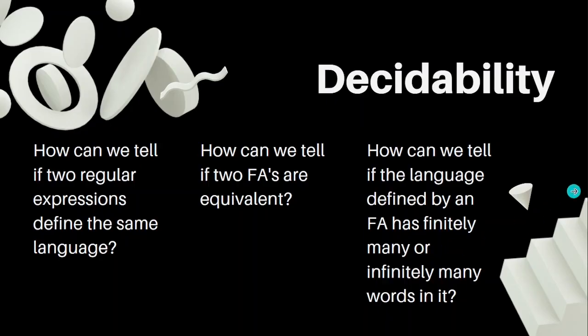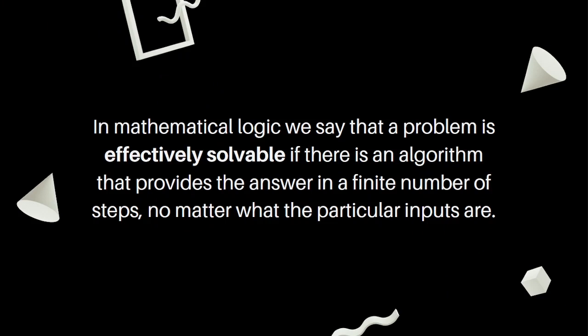In decidability, there are three questions that need to be answered. First, how can we tell if two regular expressions define the same language? Next, how can we tell if two FAs are equivalent? Lastly, how can we tell if the language defined by an FA has finitely many or infinitely many words in it?